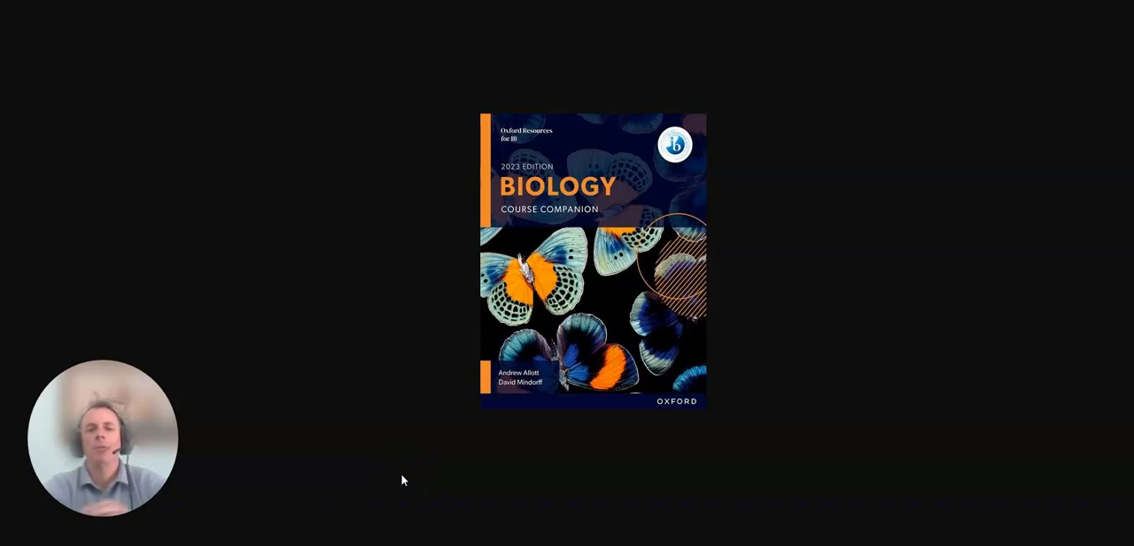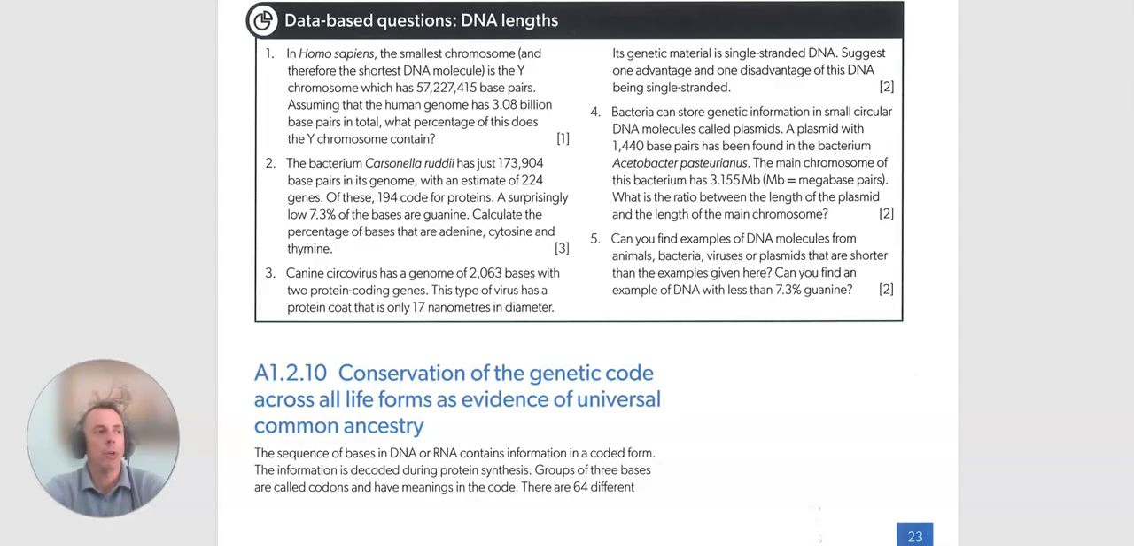Today we continue answering textbook questions from the Oxford IB course companion that you see on your screen with the first assessment in 2025. Today we are going to answer questions 1, 2 and 3 which are found on page 23 of your course companion book.